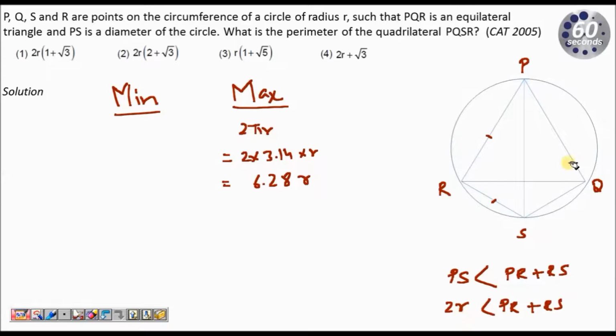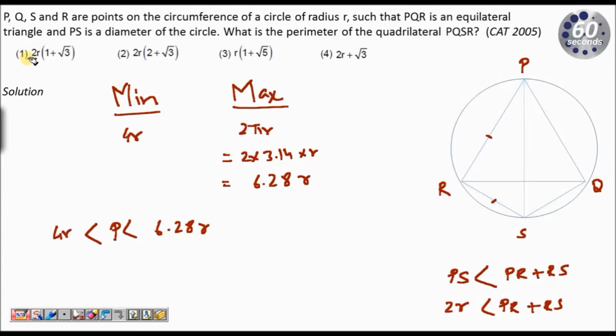So PR plus RS will be greater than 2R. In the same way, PQ plus QS will also be greater than 2R. So the perimeter of the quadrilateral will definitely be greater than 4R. I can very clearly, just by common sense, say that PS will be 2R and it will be less than the sum of these two lines. This is a straight line between P and S, and this is not a straight line, it takes a deviation. So the perimeter of the quadrilateral must lie between 4R and 6.28R.